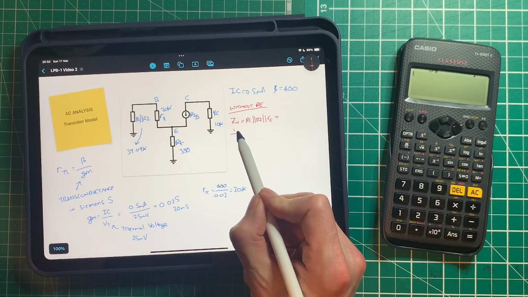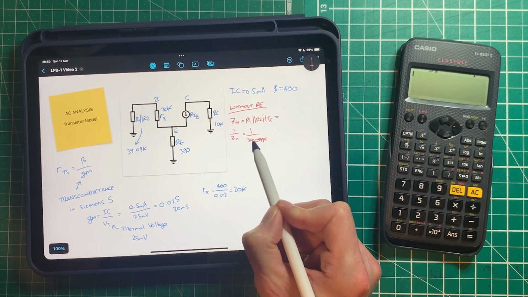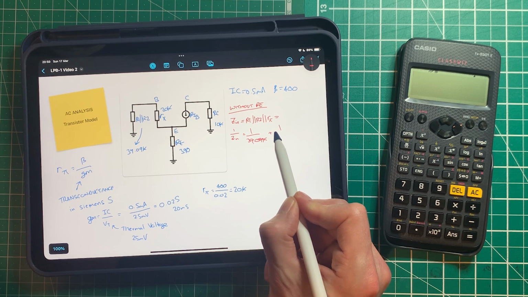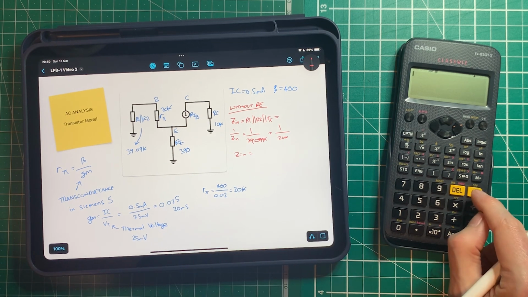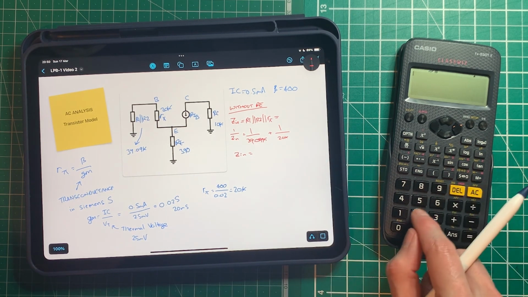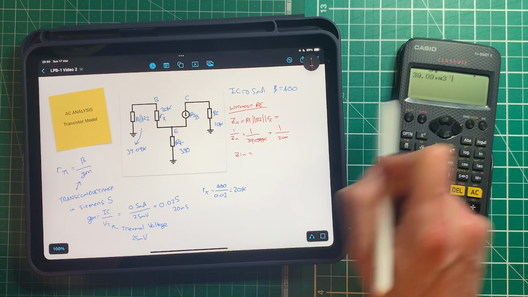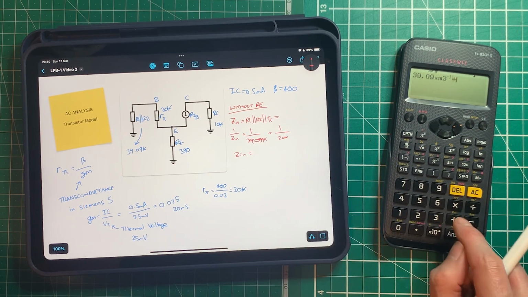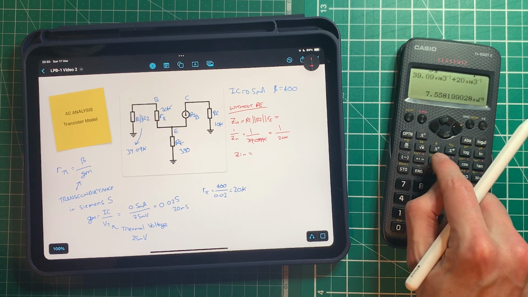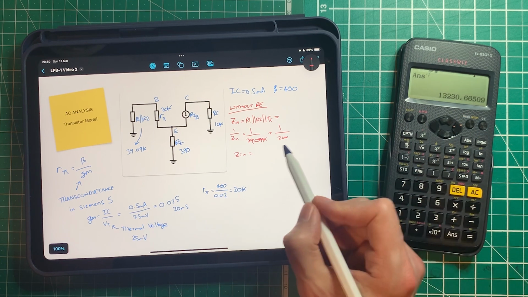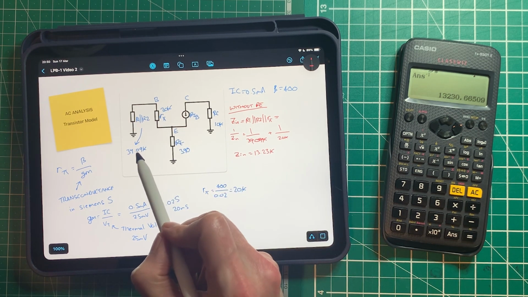So we can run that calculation. Let's do 1 over Z in equals 1 over 39.09k plus 1 over 20k, which means that Z in equals, so let's do that this way, 39.09 times 10 to the 3, to the minus 1, which is the same as doing 1 over, plus 20 times 10 to the 3 to the minus 1 equals, and then I need to take the reciprocal of that, and I get 13.23k. So that R pi value is significantly pulling that down.